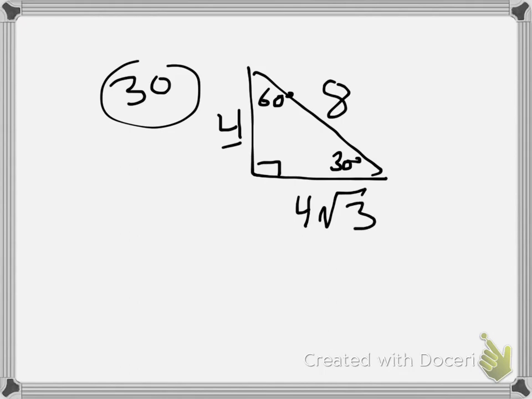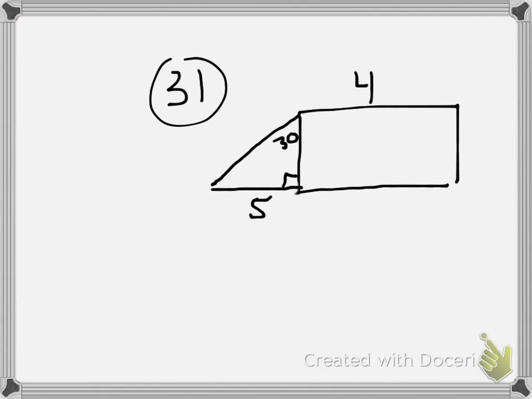Alright, and the very last question is a perimeter question using these types of angles. So in this case, notice I have a 30 degrees, which means this is a 60 degrees. And we know the one across from the 30, so that means my hypotenuse is going to be double that. And the other side is going to be that number, square root of 3.